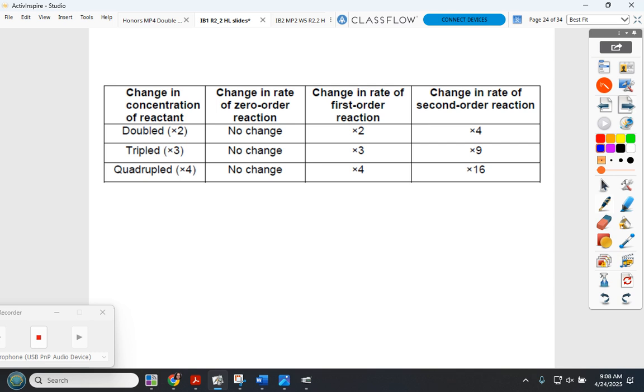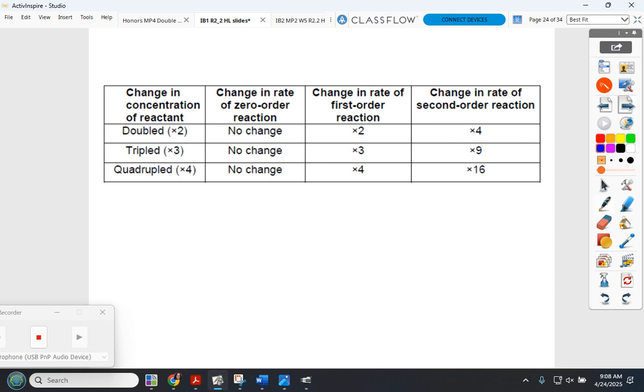First order, we're going to see if we double the concentration, we double the rate. If we triple the concentration, we triple the rate. So that's that direct relationship between concentration and rate that we see in a first order reaction, where our exponent is going to be 1.